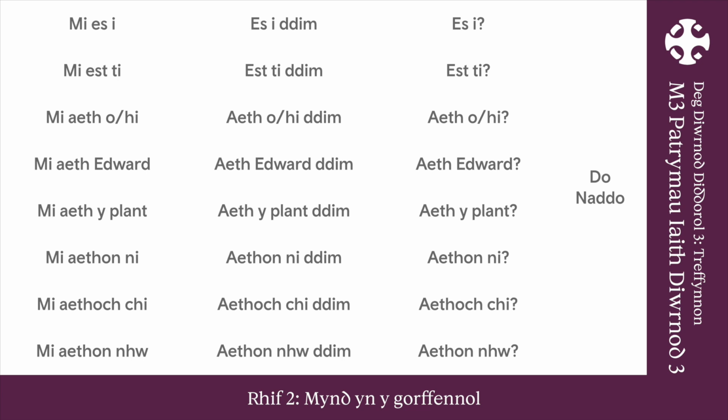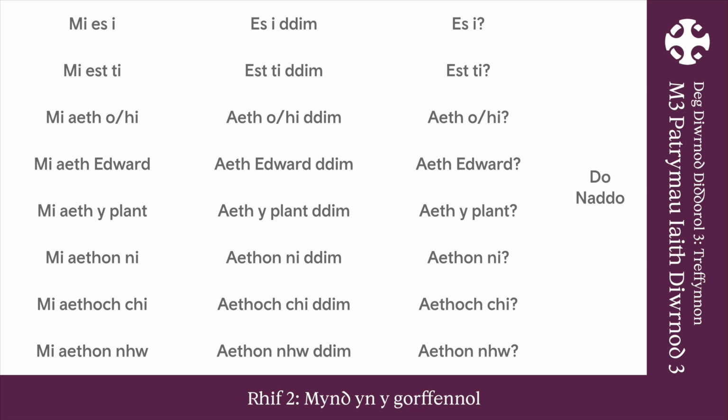Mi es i. Es i ddim. Es i. Mi es ti. Es ti ddim. Es ti. Mi aeth o. Mi aeth hi. Aeth o ddim. Aeth hi ddim. Aeth o. Aeth hi. Mi aeth Edward. Mi aeth y plant. Aeth Edward ddim. Aeth y plant ddim. Aeth Edward. Aeth y plant.